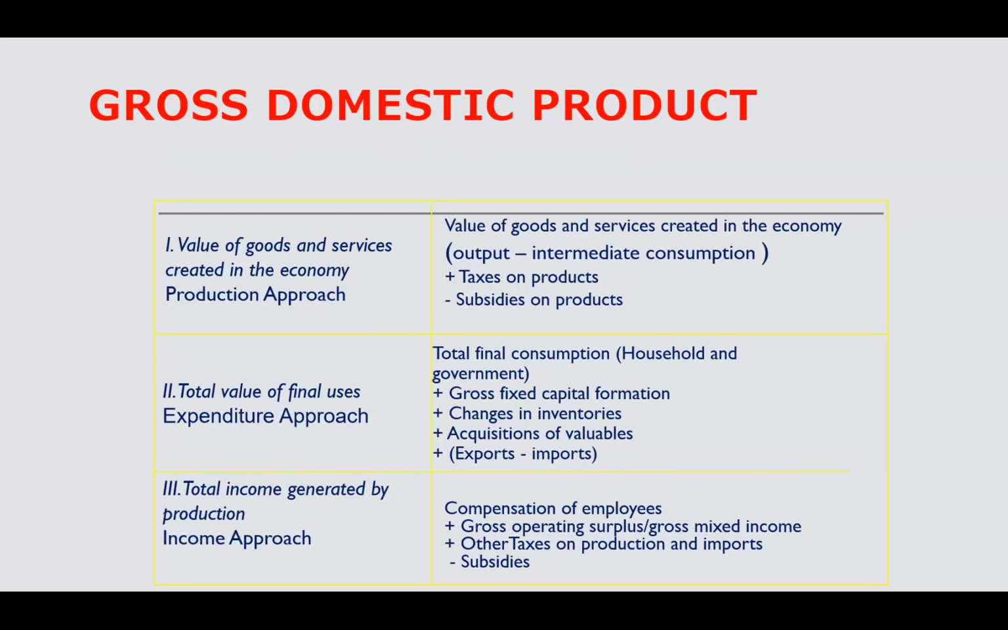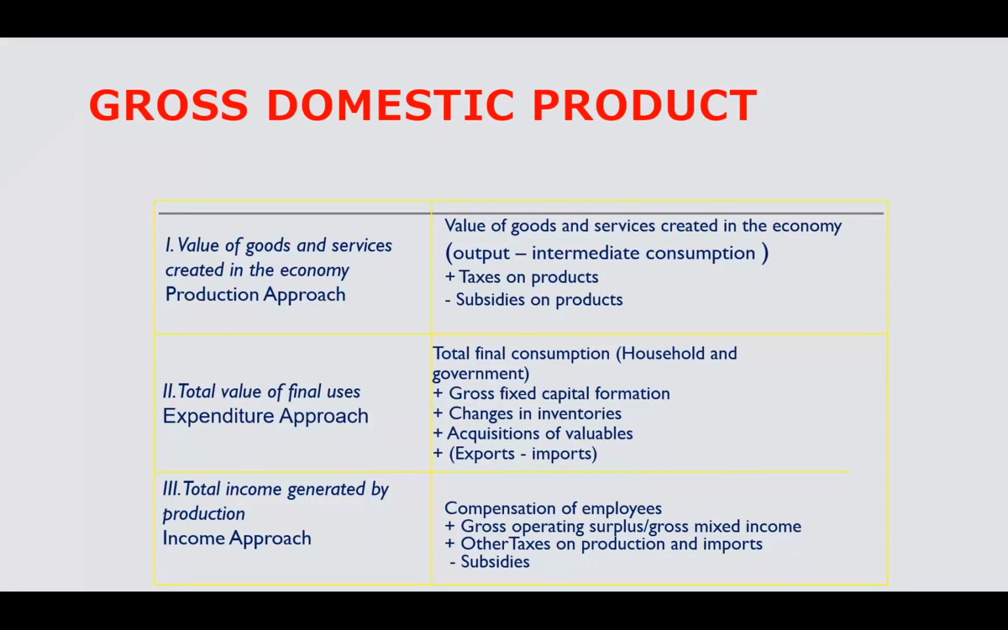Gross domestic product can be calculated with three approaches. First, using the value of goods and services created in the economy: this is the production approach. Second, the total value of final uses: this is the expenditure approach. And third, the total income generated by production: the income approach.